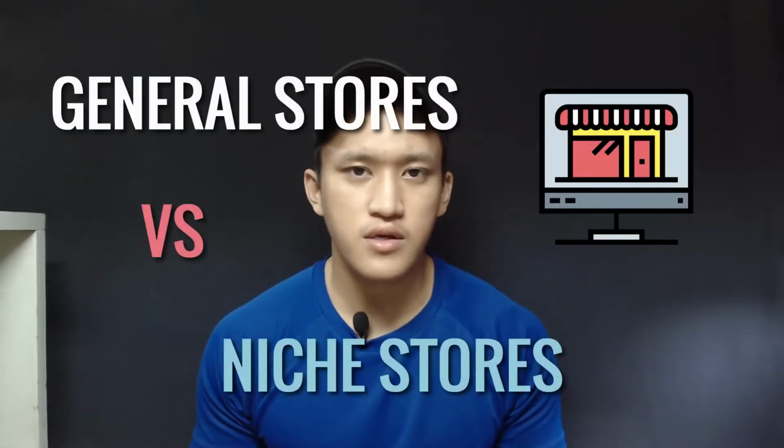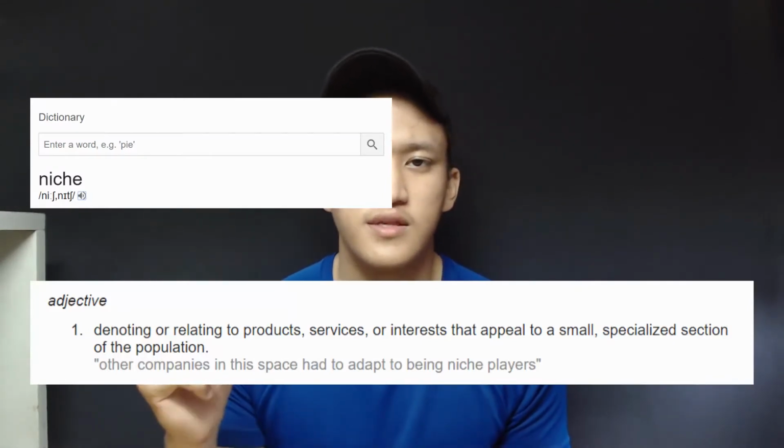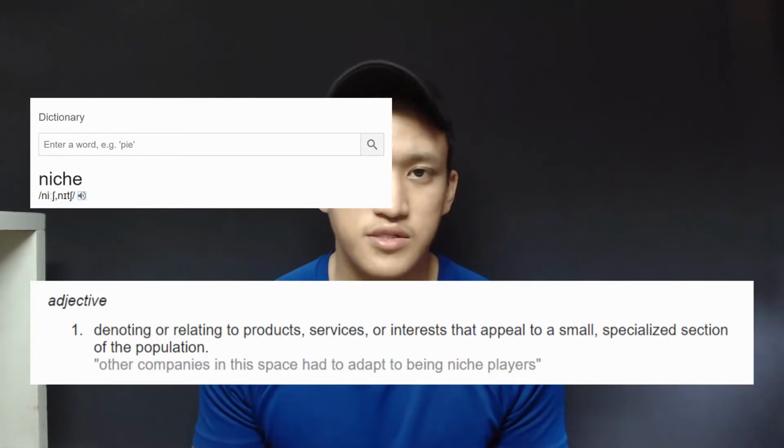Today we're going to be talking about different types of Shopify dropshipping stores, specifically general stores or niche stores. A niche refers to specific products, services, or interests that appeal to a small specialized section of a population. Now, what is a general store and what is a niche store?